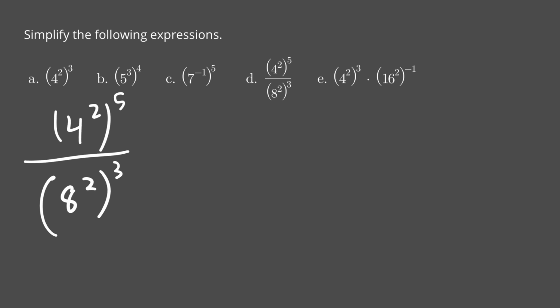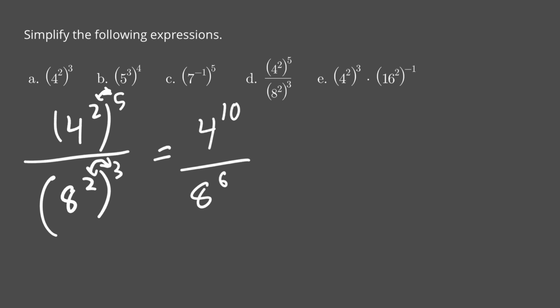So let's treat the top as its own value first. 4 to the power of 2 to the power of 5 gives us 4 to the power of 2 times 5, which is 10, all divided by, the same idea applies down here, 8 to the power of 2 times 3, which is 6.